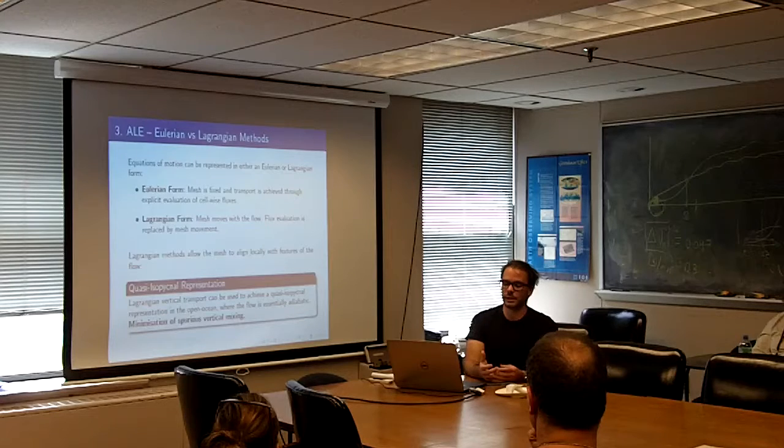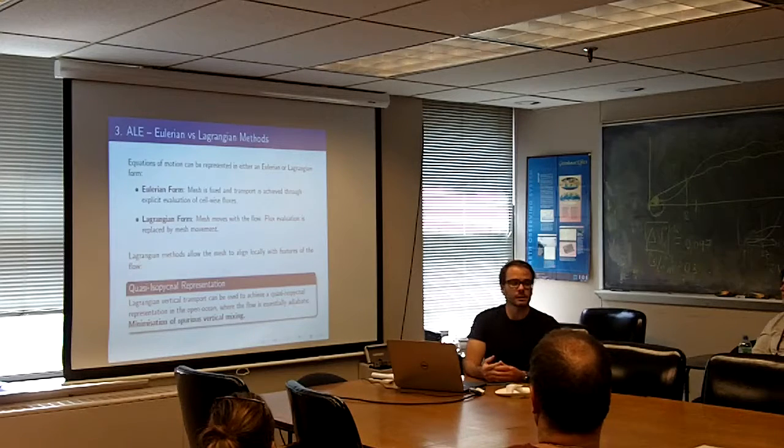Okay, so the way that we are approaching this problem is to go down the path of what's called an arbitrary Lagrangian Eulerian scheme. What that does is it allows the model to behave in what's called a Lagrangian fashion, where the mesh moves with the flow. But then in special cases, we can allow it to revert back to more of an Eulerian framework, which is where mass transport occurs as a result of fluxes through layers.